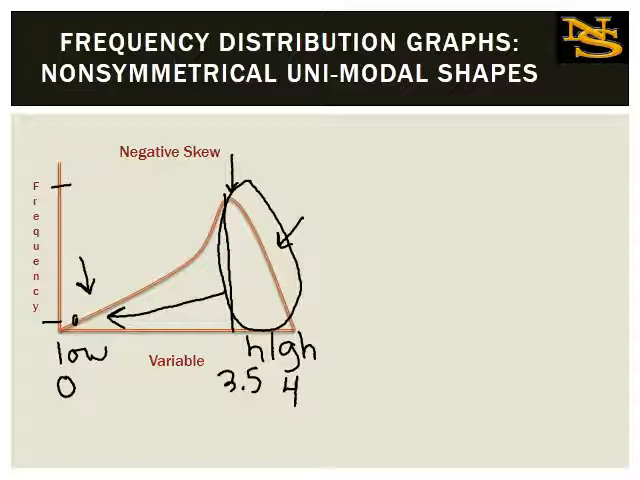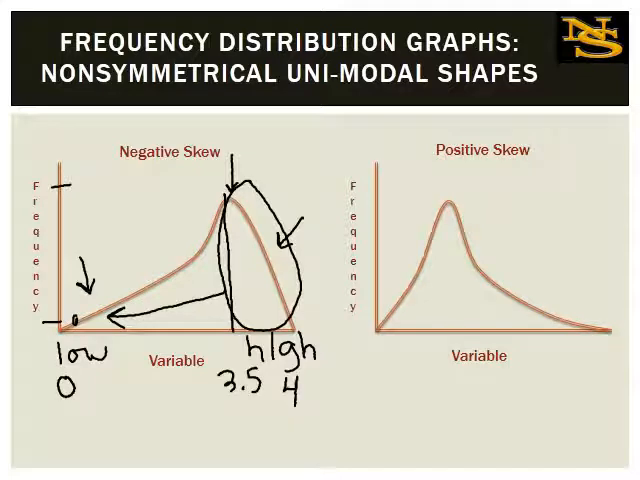So negative skews are a little bit more rare than the positively skewed distribution, and this is just the flip of that, where most of your values fall on the low end, and then you have some rare high values up here.